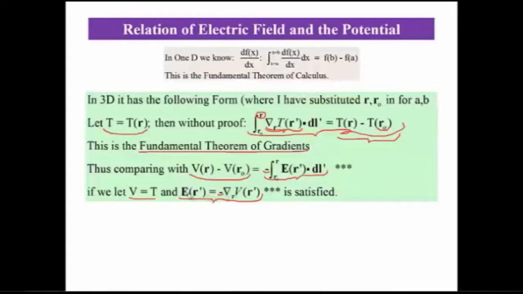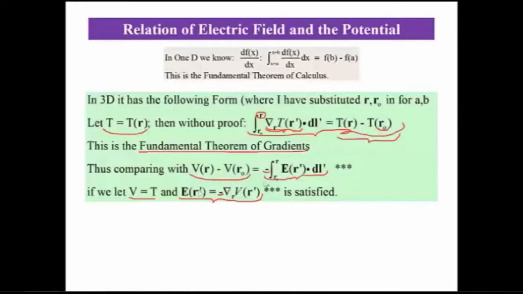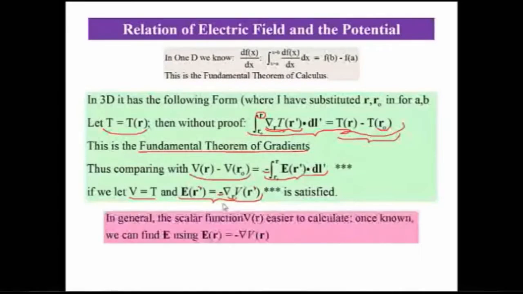If we have this quantity right here, if we're given a V, we can find E. And by the way, this was a dummy variable. I didn't evaluate the whole thing. It'd be better if you just cross these out, and so just have the position vector r and the position vector r. Remember, we're taking the gradient with respect to the r and not the r prime vectors. So in general, the scalar function V of r is easier to calculate. And so once you know it, you can find E by just simply taking the gradient. That's the big advantage of this equation and using the potential.